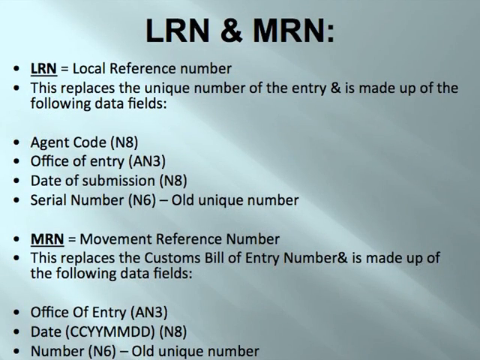Wherever we need that LRN number either printed or sent to customs in a CustDec message, we will go into the database files and build it for you, just to try and make your lives a little bit simpler. The next number is the MRN number, which stands for the movement reference number. This replaces the customs bill of entry number and is made up of the following data fields: office of entry, date, and unique number. Whenever you reprint your bill of entry, we will now take this MRN number and print it in the For Official Use box, the same with the LRN number.